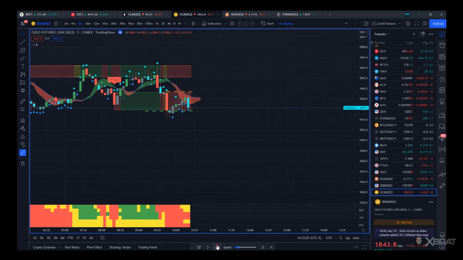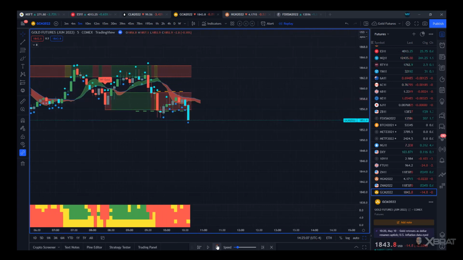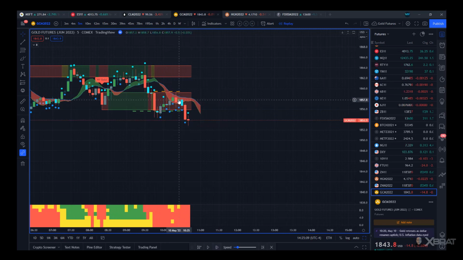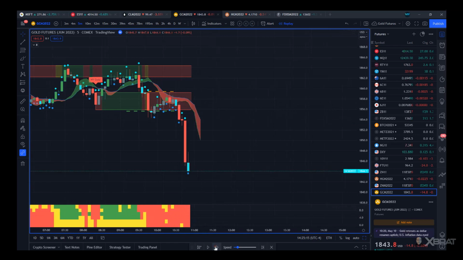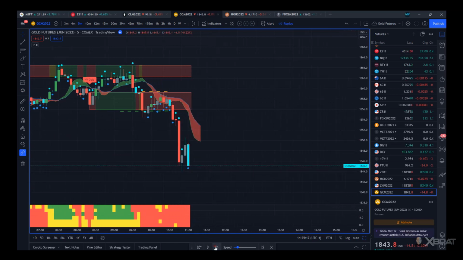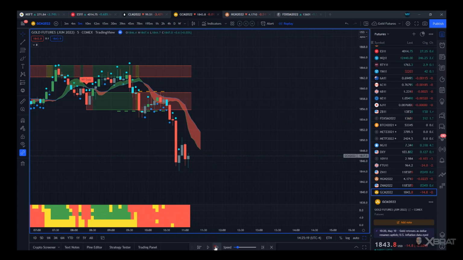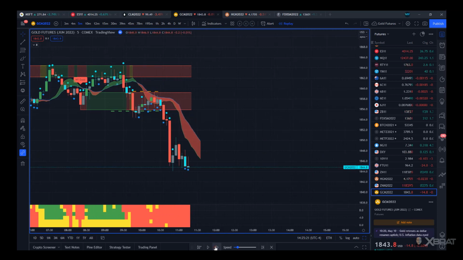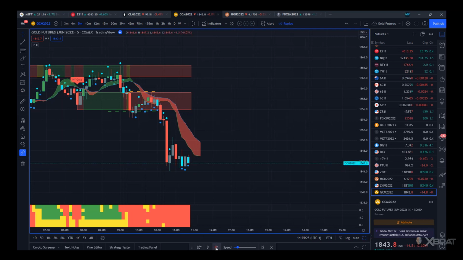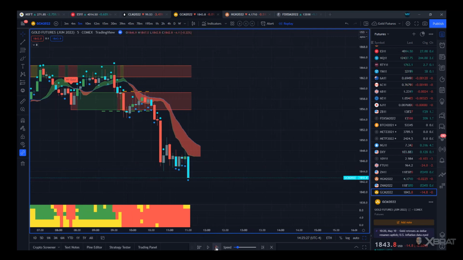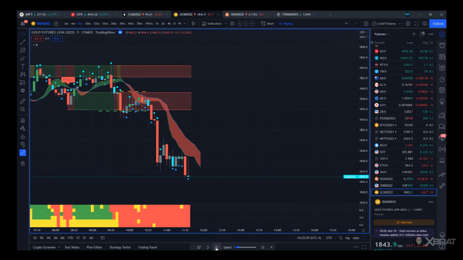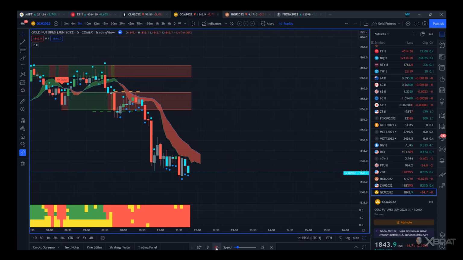So let's play this forward. Come back up to test the top of that range. Doesn't take out. We're coming down. Look how the ribbon never changes from red to green. We're moving forward. Now we have the big drop. Let's play this forward slowly. Remember, when we're going to be programming this as an automated trading strategy, we're looking for a crossover from red to green to take the profit. This way it maximizes the profit.